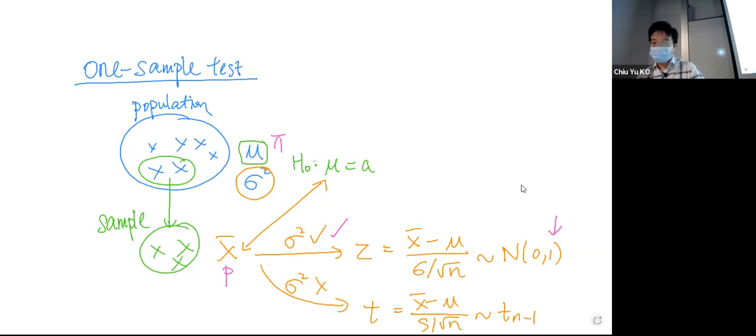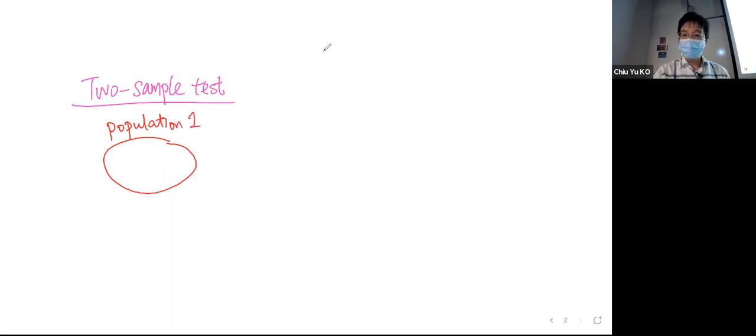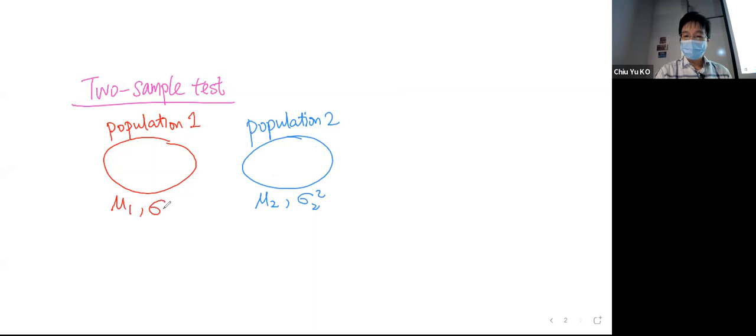That is what we have covered so far. We also have what we call the 2 sample test. Instead of a single population, we focus on 2 populations, population 1 and population 2. Each population has its own mean mu and its own variance sigma.